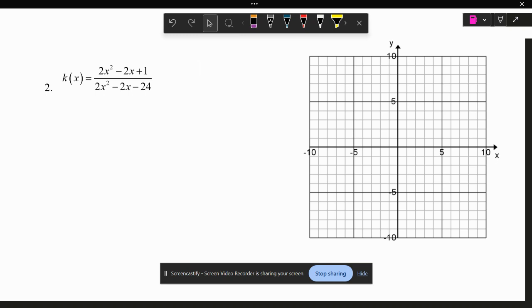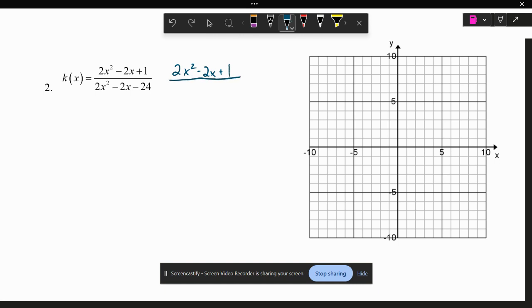So is there anything that's going to multiply to give me positive 1 and add to give me negative 2 in the middle from the 2 up front? No, you can't actually factor this numerator. I tried it last class. It just didn't work. So we're going to let it go. So I've got my 2x squared minus 2x plus 1.